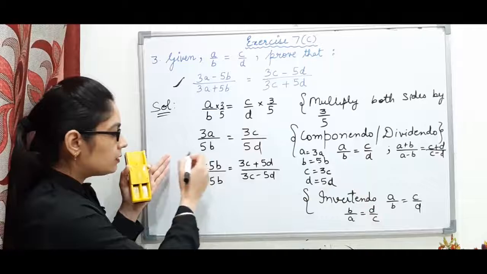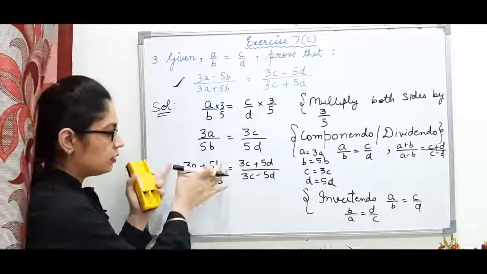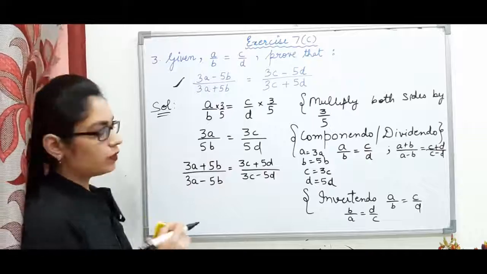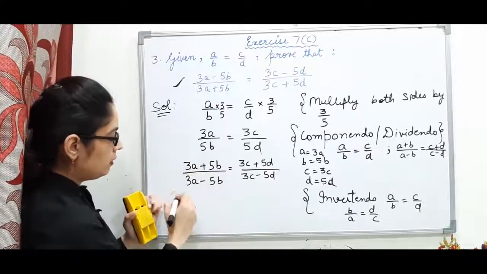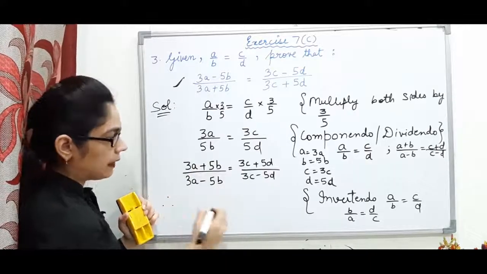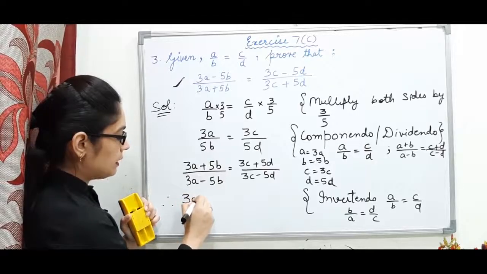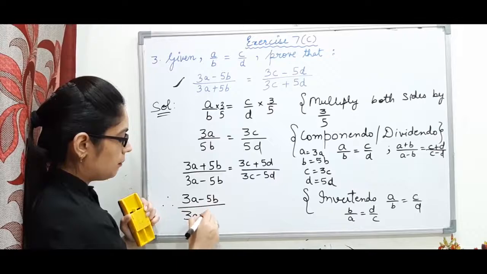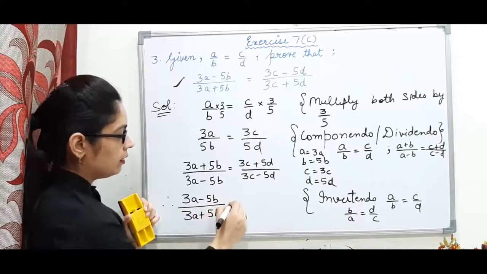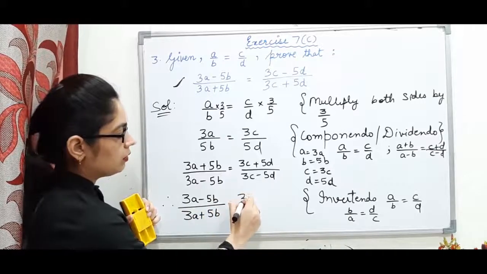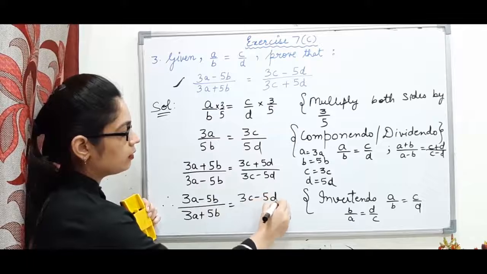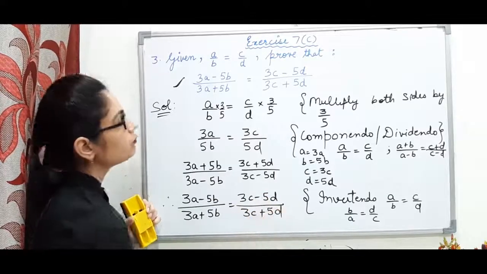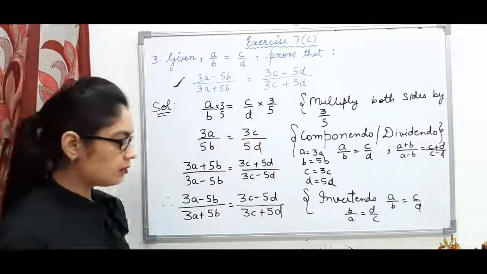So now my a is this full expression, and this a/b = c/d. Accordingly I will apply invertendo. Therefore (3a - 5b)/(3a + 5b) = (3c - 5d)/(3c + 5d). So this is what is required.